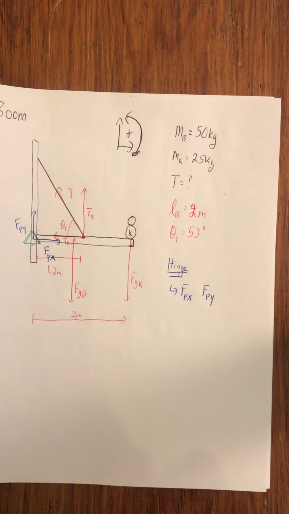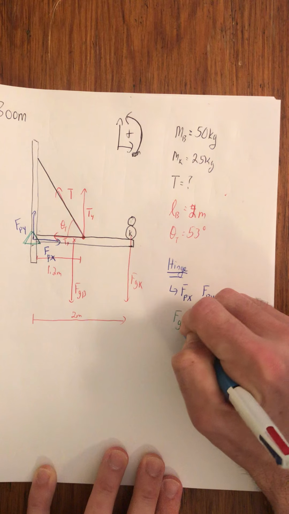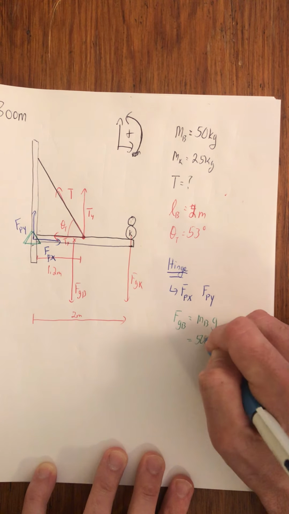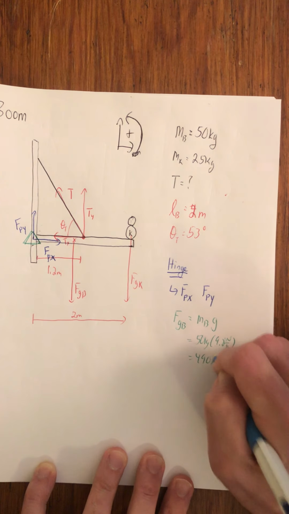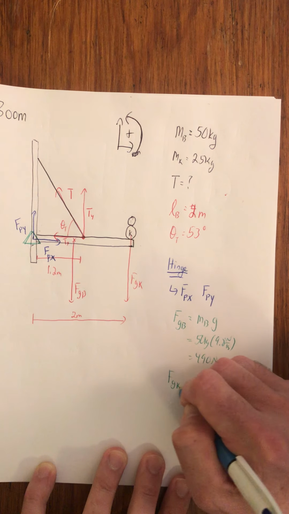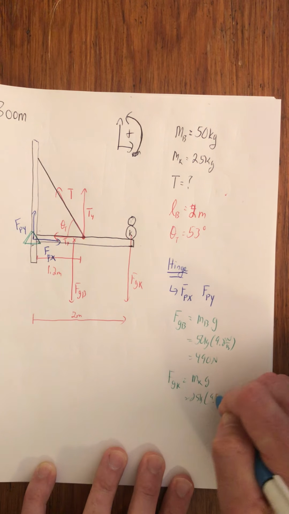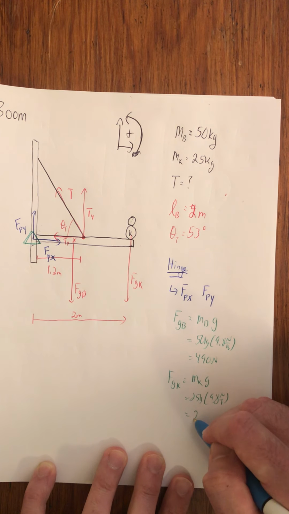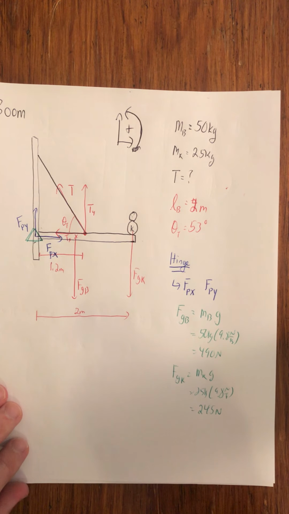So now, here we go. Any side work? Do I want to do any side work? Actually, I do want to do some side work. I want to calculate my weights. The weight of the beam is 50 kilograms times 9.8 newtons per kilogram, 490 newtons. FG kid is M kid G, 25 kilograms, 9.8 newtons per kilogram. And so that's going to be 245 newtons.